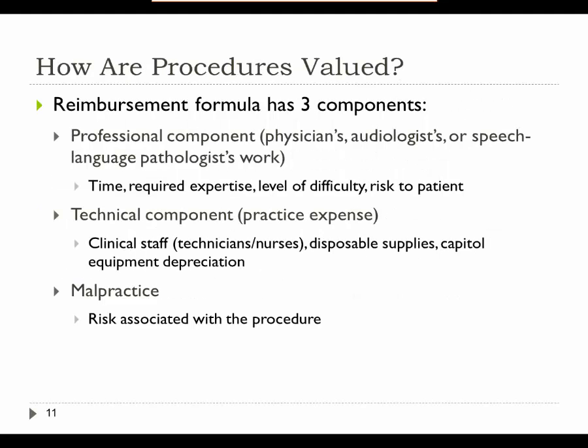There are three components used to establish the value of each procedure. The first is the professional component that reflects the time, expertise, difficulty, and risk to the patient for the procedure. The second is the technical component that accounts for the time of the clinical staff, supplies, and equipment. The last is malpractice. This considers the cost of malpractice insurance for the professional delivering the service.